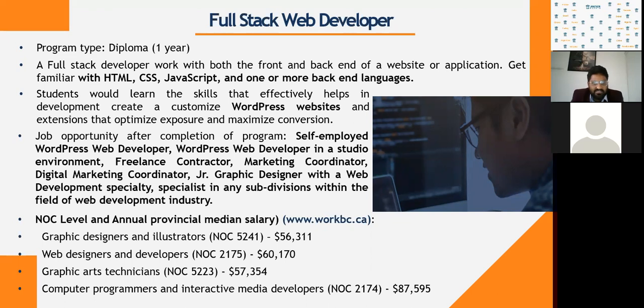Now, the job opportunities after completion of this program are varied. Depending upon their interest, the student can become a graphic designer, work in the field of graphic art technician, work as a web designer, a computer programmer, and also as an interactive media developer. The salary provided to the people who have completed this course ranges from $56,000 to $90,000, depending upon the experience and expertise of the individual. This is again a very good number to be considered, because earning $90,000 a year is really good for an entry-level person.